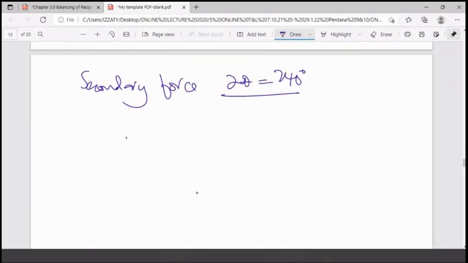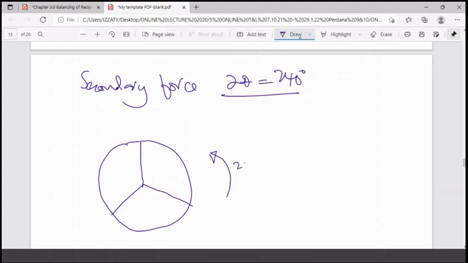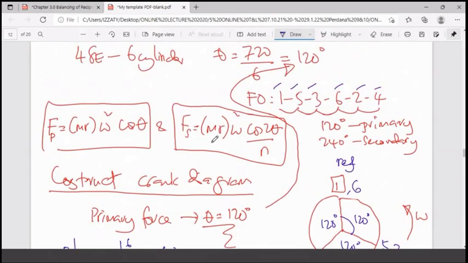This is the crank diagram. Let me draw a nicer one. This one now is the secondary force, 2 omega. This is number 1, our reference here. The firing order is given as 1, 5, 3, 6, 2, 4, if I'm not mistaken. Correct or not? 1, 5, 3, 6, 2, 4, yes.